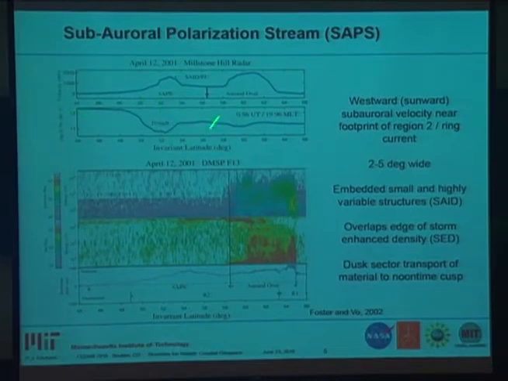Okay, so now this is electron density again. And if you go look at the DMSP satellite, this is F-13 flying through the dusk sector, nicely. This is the cross-track drift, and sure enough, there's that 2 to 5 degree wide electric velocity feature, which is in fact overlapping the edge of the trough and the storm-enhanced density plumes. And so now you start to think, this is what's transporting material through that dusk sector to the noontime cusp.